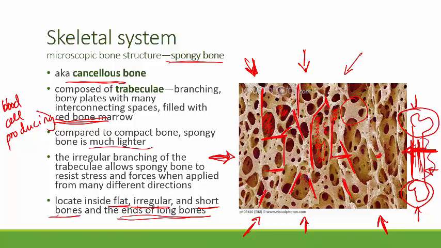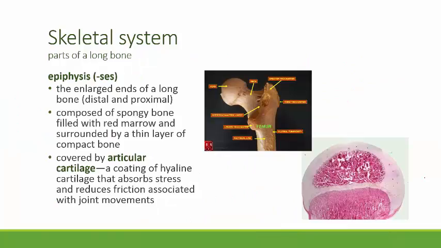Okay, so cancellous bone or spongy bone has a really different structure, but that gives it some unique properties. Regardless of which way that you try to squeeze or compress the bone, it is equally strong.